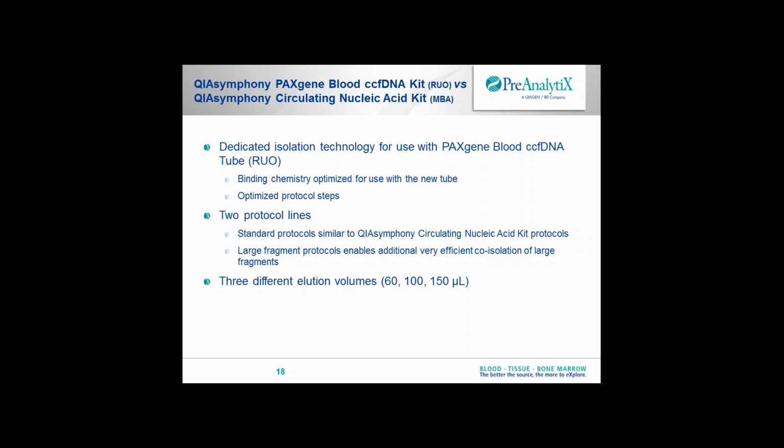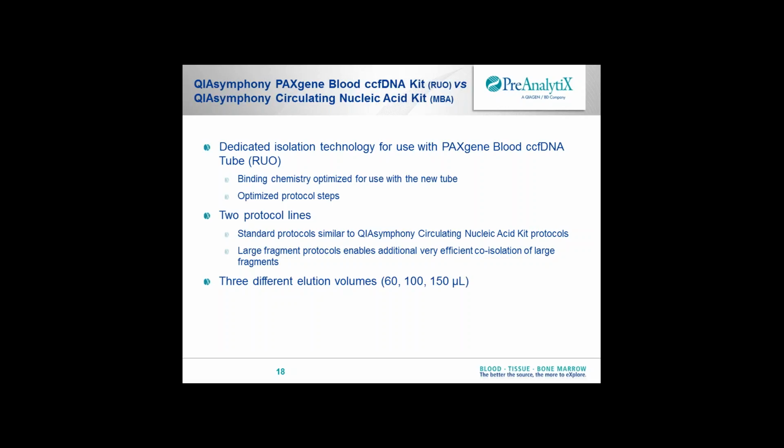The first protocol line is a so-called standard protocol line, focusing mainly on the short fragments, and this is what the generic kit also does. So this is very comparable in the outcome to the generic QIAsymphony circulating nucleic acid kit. But we address the large fragments in the second protocol line. So we call it, logically, the large fragment protocols, and through a modified binding chemistry they enable a very efficient co-isolation of large fragments. So you get the same sensitivity for your small fragments, but additionally get the large fragments in your analysis as well.